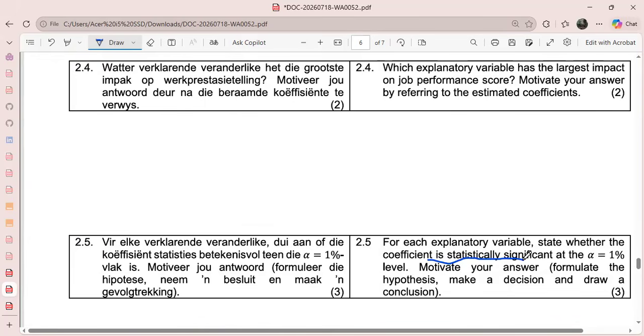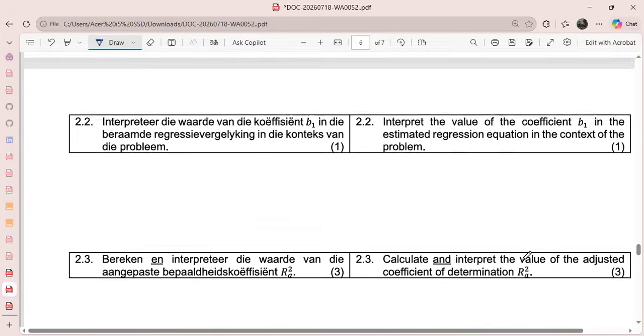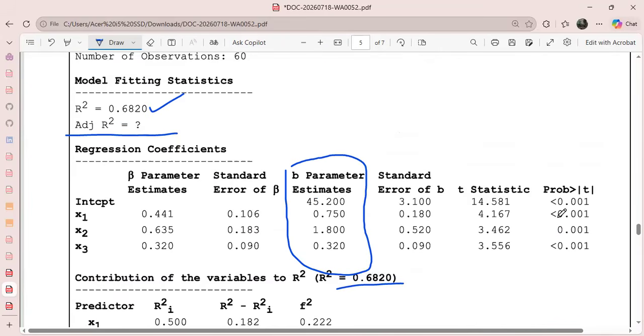This one, 3 marks. Formulate H0 where Bi is equal to 0. H1, Bi is not equal to 0. Let's start. Let's get the probabilities. Then you can also use this method. H0, B1 is equal to 0. H1, B1 is not equal to 0. Let's get the probability for the first variable. Where is it? For the x1, which is this one, 0.001.